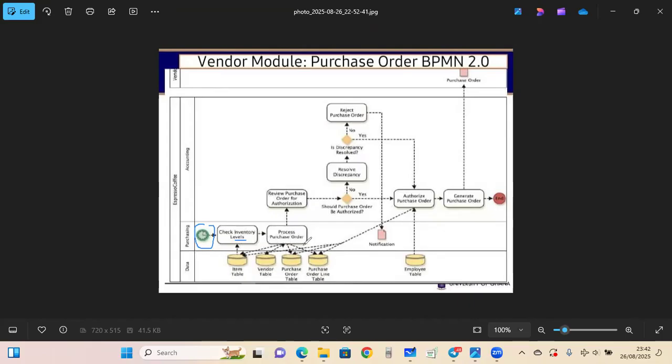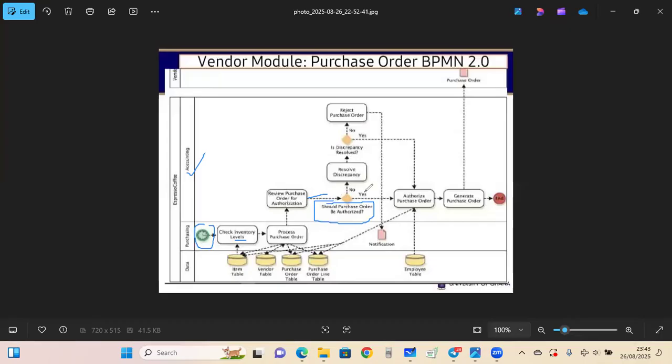Now, processing the purchase order, they are going to look at the vendor table, purchase order table, and then purchase order line table. Now, when they are done with that, they review the purchase order for authorization. That will be done by the accounting department, checking the amounts and everything, whether it is correct or not. So now, we move to a decision whether they should order or they shouldn't order, right? Do they even have enough money to pay for the order and the likes?